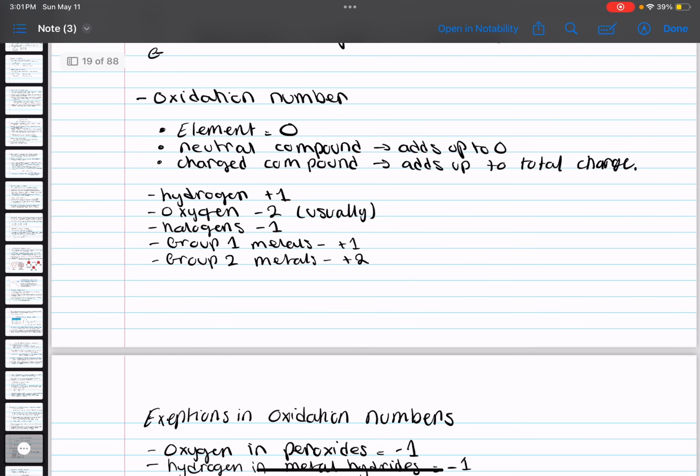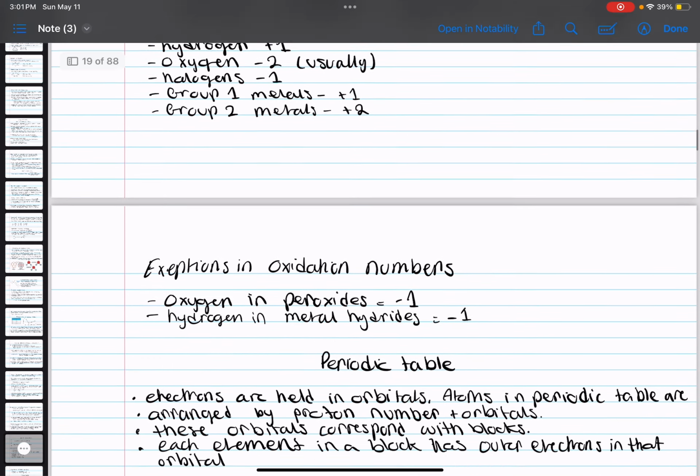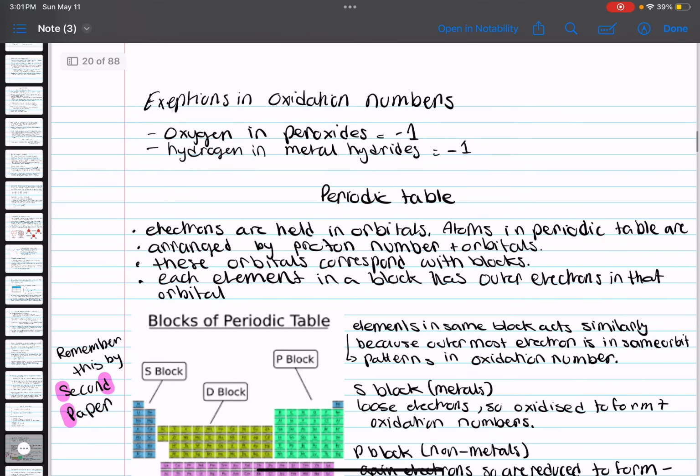Oxidation number for elements is always 0. A neutral compound adds up to 0, and a charged compound adds up to the total charge of that compound. Hydrogen is usually +1, oxygen is -2, halogens are -1, group 1 metals are +1, group 2 metals are +2, usually the same as group number. Exceptions are the oxidation number of oxygen in peroxides, which is -1, and hydrogen in metal hydrides, which is -1 as well.